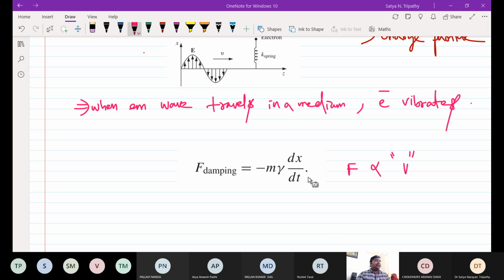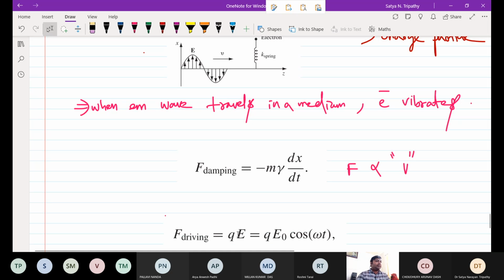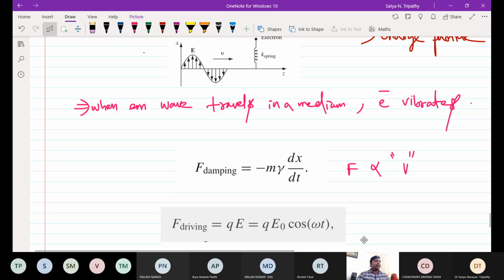We also have a driving force. This is the electromagnetic force. So this is the driving force, the external force due to the electromagnetic wave. Okay. Now we'll write the equation of motion. So the equation of motion is this one.